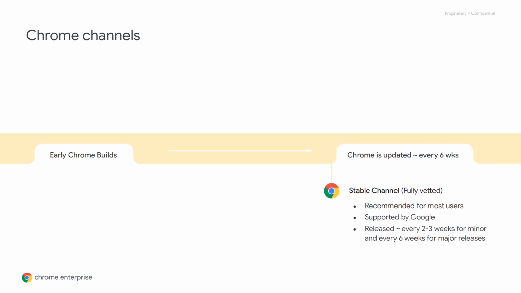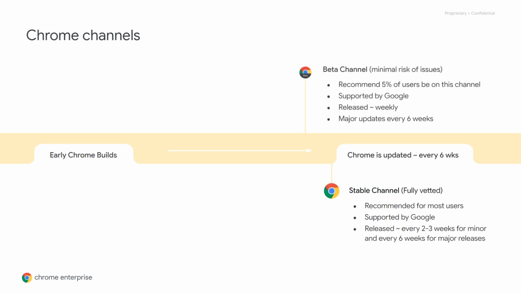We recommend around 5% of your users be on the beta channel. Beta has also been tested by Google and is fully supported, so there's minimal risk of issues. This is our release candidate, so it's an effective way to preview what's going to be coming up in the next stable release. Not much is going to change besides bug fixes. If you're also signed up to our release notes, then you can use them to know what to look for and test out in your organization. Beta is updated weekly with minor changes, and major updates happen every 6 weeks.